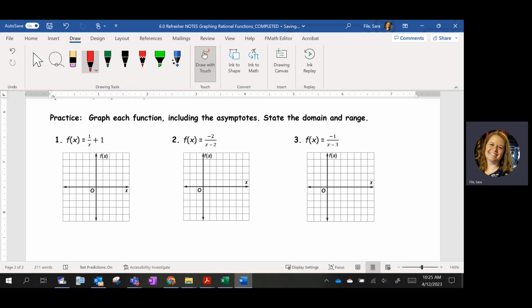There's no additional practice, there's not a Delta Math or a quizzes or anything today. It's just these notes, and then we're going to do a couple more days of notes. This is really a refresher review of what you should already know about rationals, and using this basic format where you can see your shifts.